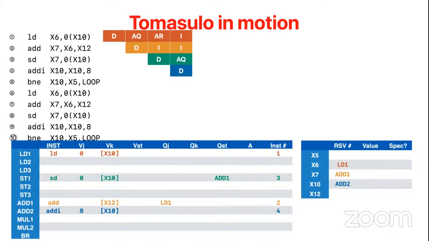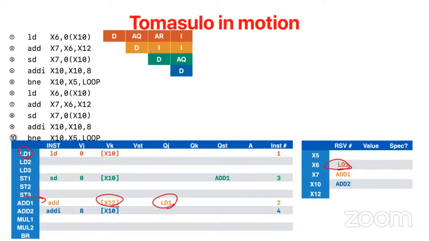And for the add instruction, it still has to wait in the issue stage, because if you look at the add instruction, it has to wait not only for the input for X12, it also has to wait for the input from the load 1 reservation station. And the load 1 reservation station is currently not resolved yet. So we cannot issue the add instruction at this moment.